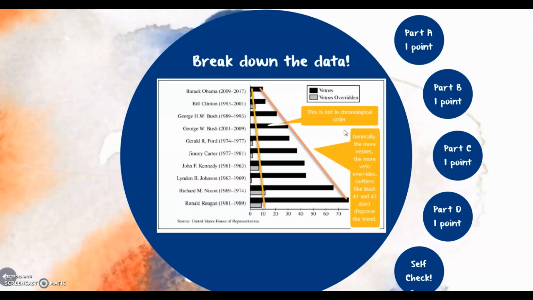Now, I know we have some outliers. Outliers are data points that don't follow that trend. So Bush 41 and Bush 43 don't necessarily follow the trend, but they don't disprove it either. So I would not freak out if one or two don't really seem to fit. We still have a really logical trend here that is going to give us a good answer.